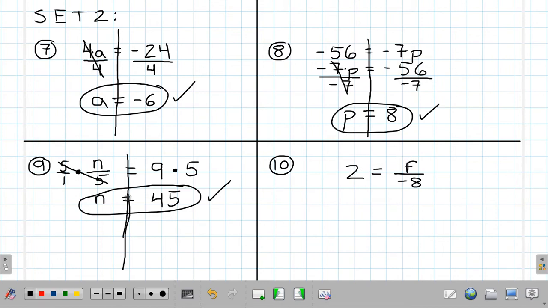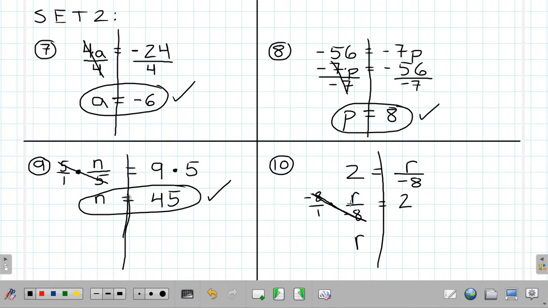Number 10, same kind of thing here. 2 is equal to r divided by -8. Once again, we can do one little thing here to just normalize it, make it the same as what we just did over here with number 9. R divided by -8 means we need to multiply times -8. But like I said, think of it as -8 over 1, because once again, the whole goal here is we want these -8's to go away, leaving us with r.